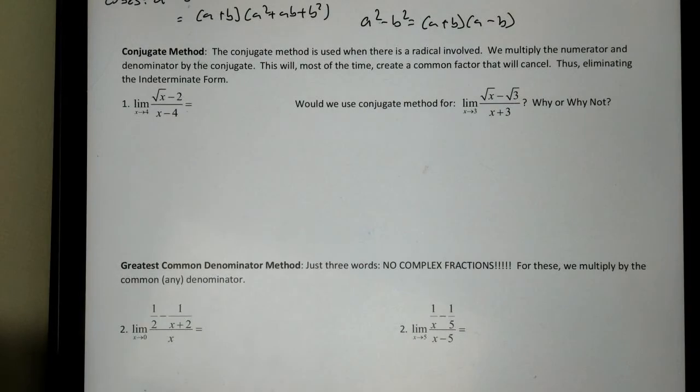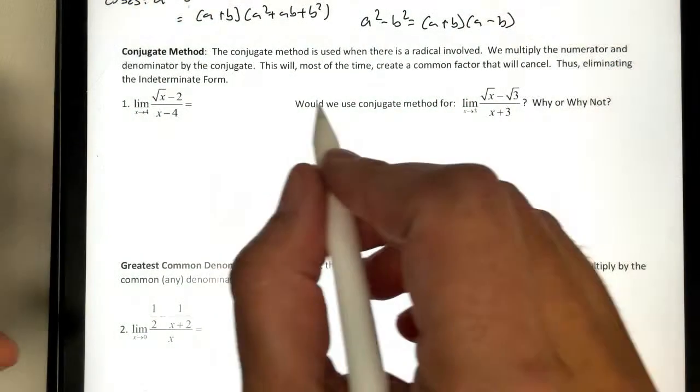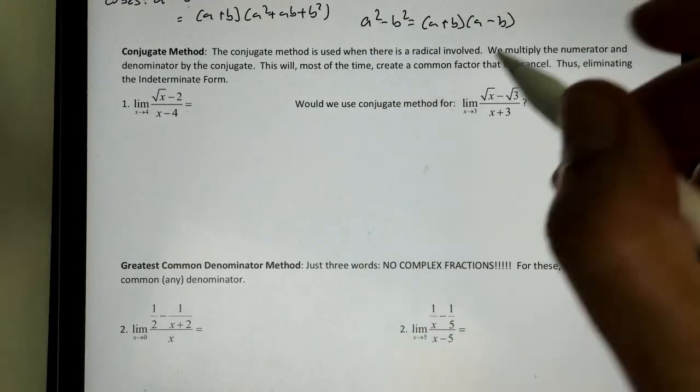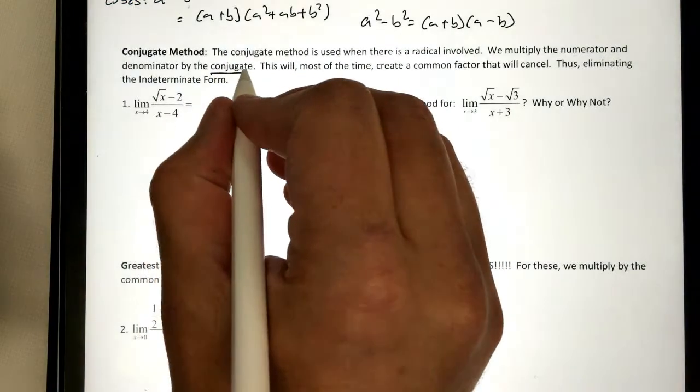And the first one we're going to take a look at is the conjugate method. Now the conjugate method is very simple to recognize. Typically when you have a radical or a square root involved. In this case we're going to multiply the numerator and denominator by the conjugate. So let's take a look.